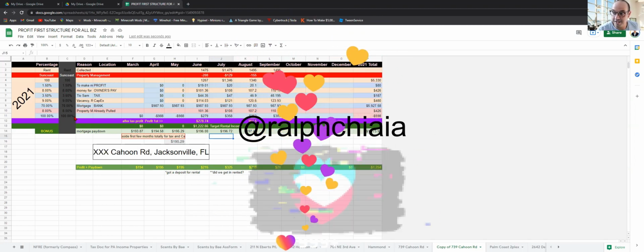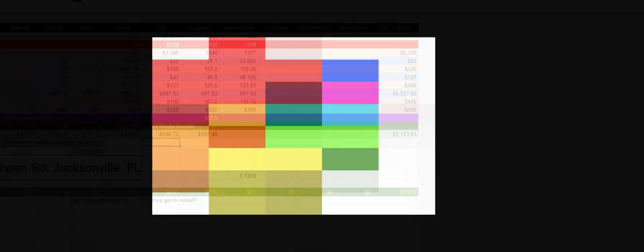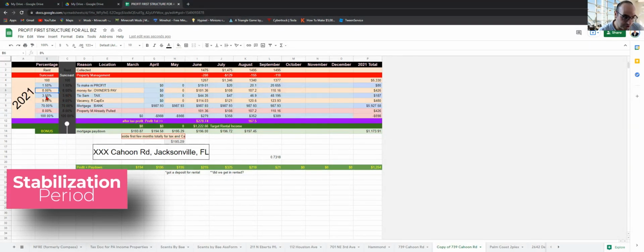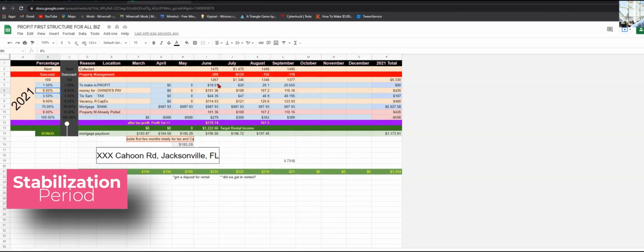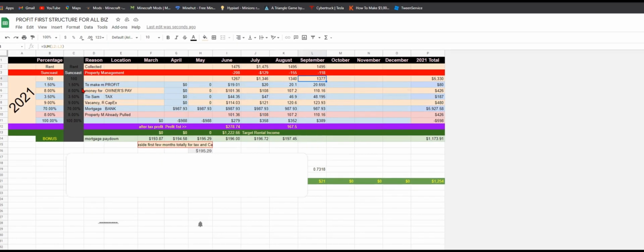So that's the idea of this one, which is you make percentages for each thing. Percentages, baby. What I usually do is, most rentals have a stabilization period and then they have a success period. So I have different percentages sometimes for the stabilization period compared to the post-stabilization. But this one is a build to rent, so it's basically ready to go right from the beginning.